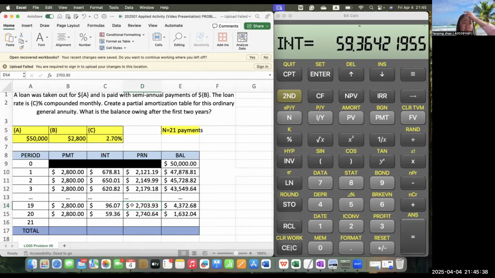After the 20th payment, we still owe 1632.04. This means that on the 21st payment we have to pay so that the closing outstanding balance is 0. Zero. The principal is equal to this one. The model is the same every time. The two numbers are always equal.